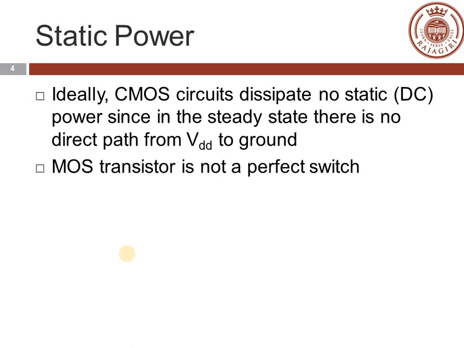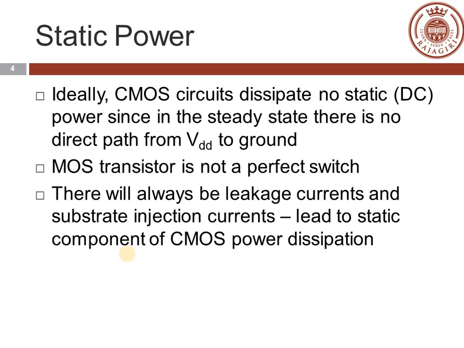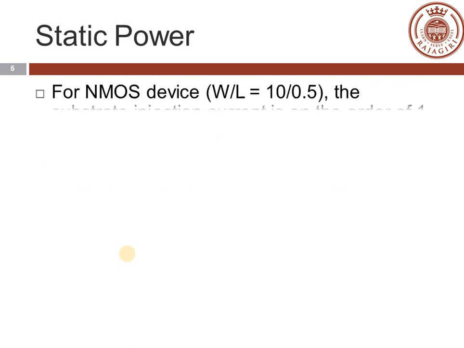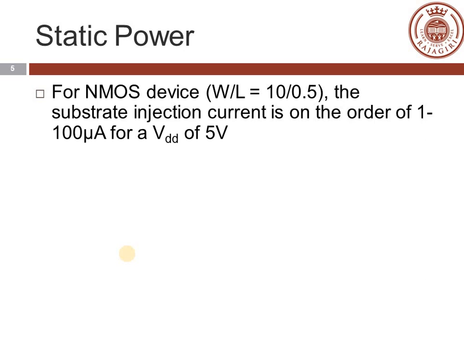But a MOS transistor is not a perfect switch. There will always be leakage currents, and substrate injection currents lead to static component of CMOS power dissipation. Assume that we are having an NMOS device with W by L ratio 10 by 0.5. Then for such a device, the substrate injection current will be in the order of 1 to 100 microampere for a VDD max of 5 volt.